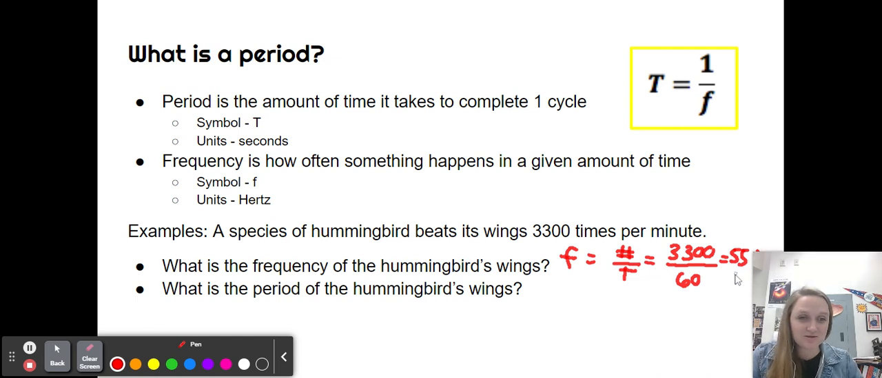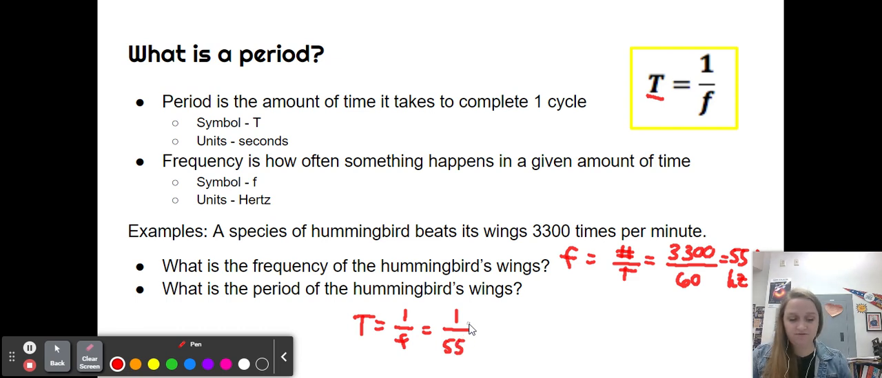I'm just going to write my hertz down here. Hertz. 55 hertz. So that's how we're going to calculate frequency. Frequency is the number of occurrences over the time. Now, there's also another way we can use frequency. It's in this equation up here, which is period is 1 divided by my frequency. So if I want to figure out what the period of my hummingbird's wing is, it's 1 divided by my frequency, which I'm going to take 1 over that frequency we just calculated of 55. 1 divided by 55 gives me a period of 0.018 seconds. So that means every 0.018 seconds, the wing is flapping, which is really, really fast.